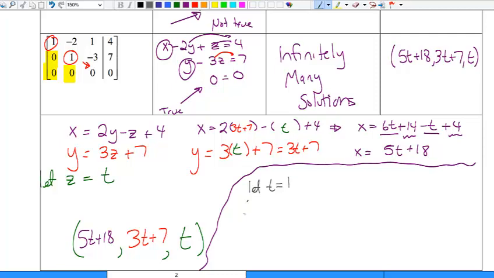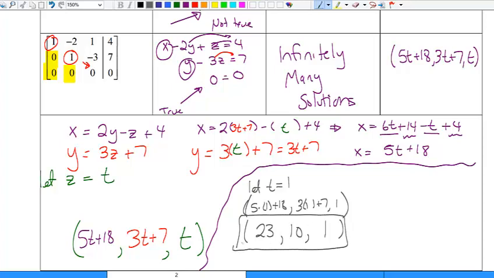If I let t equal 1 and plug that into my ordered triple, I have 5 times 1 plus 18, 3 times 1 plus 7, comma, 1. 5 times 1 is 5, plus 18 is going to be 23. 3 times 1 is 3, plus 7 is 10. So this is one of the infinitely many solutions that truly does work.